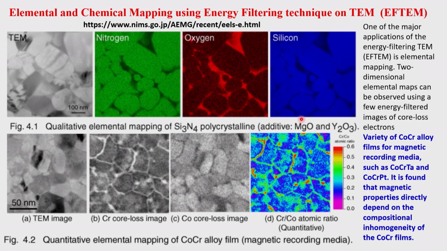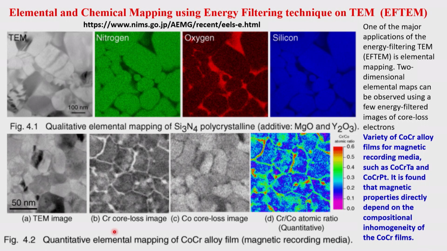You can also do, which is not shown here, mapping for magnesium. You can also do yttrium mapping as well by choosing the appropriate energy filter electrons. So what it gives is a chemical mapping of the crystallites, particles or particle clusters, whatever you focus on, and you can see the distribution of the chemical elements in it. Very important. It can be done very well.